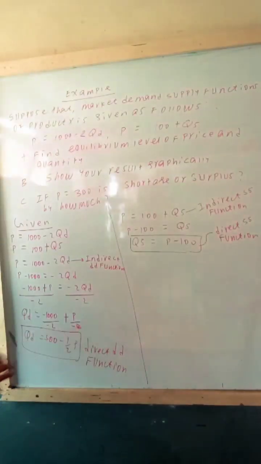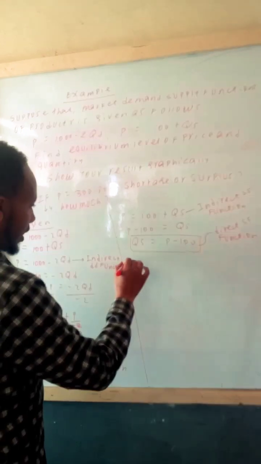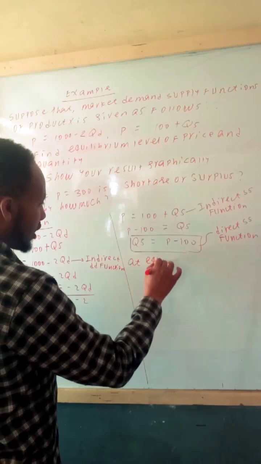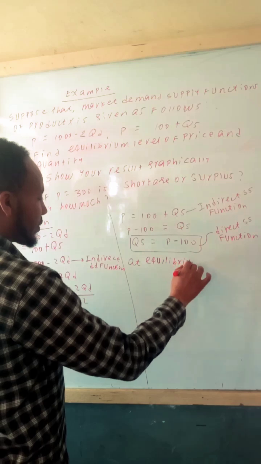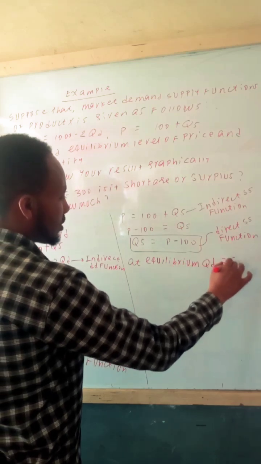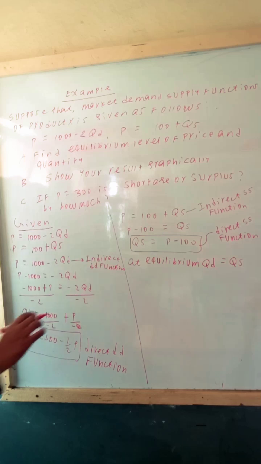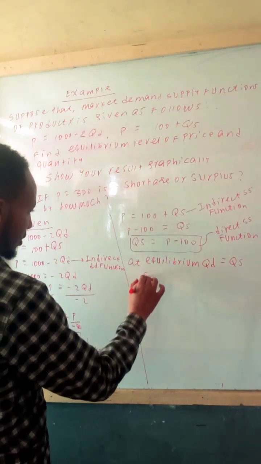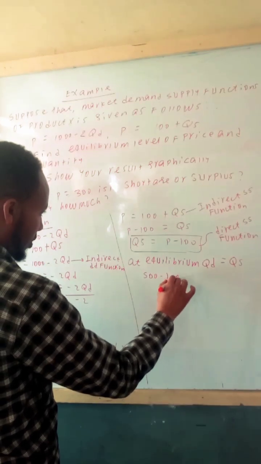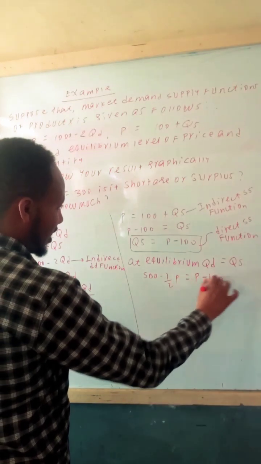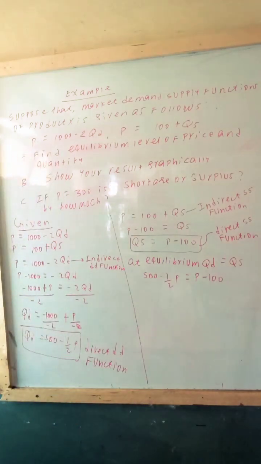Therefore, to calculate the equilibrium level of price and equilibrium level of quantity, we must convert the demand and supply functions to direct form. So we have converted them. Then at equilibrium, quantity demanded is equal to quantity supplied. Then we have the quantity demand function: 500 minus 1/2 P is equal to P minus 100.